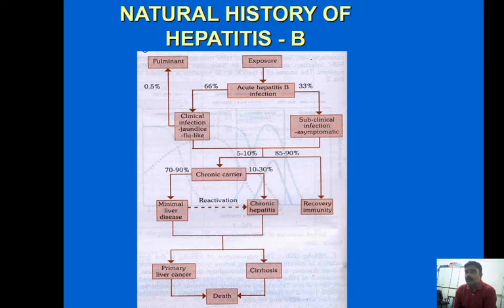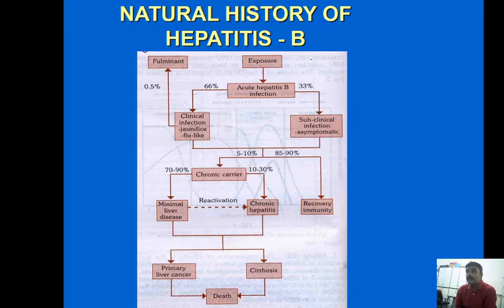Within this, 0.4% is fulminant, but the rest of them get into a chronic carrier state. In subclinical infection, 85 to 90% become chronic carriers. Within the chronic carrier state, 10 to 30% develop chronic hepatitis, and 70 to 90% have minimal liver disease. Sometimes the minimal liver disease also gets reactivated and gets into chronic hepatitis. And this chronic hepatitis or minimal liver disease over a longer time can lead to primary liver cancer or cirrhosis, both of which lead to death.